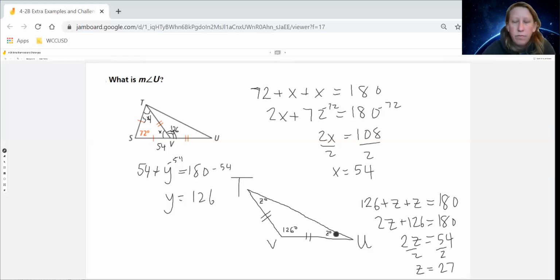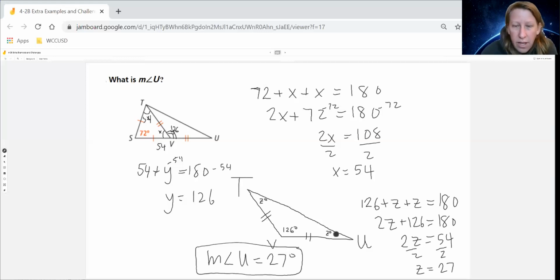Okay, so I'm done. No, you have to tell me the answer. The measure of angle U is 27 degrees. Okay, that answers the question. And not only did we answer the question, we solved the entire figure for all the angles. If I wanted to find the measure of angle T, I could add 54 and 27 together. And I've solved everything that I can.